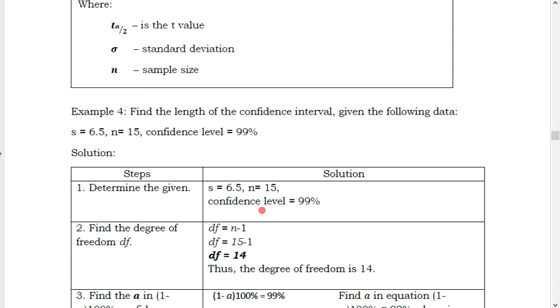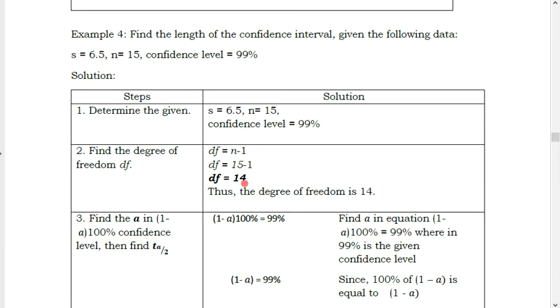Okay? Let us have this example. Find the length of the confidence interval given the following data. Hindi given yung standard deviation. Ang given ay yung sample standard deviation or standard deviation of the sample, which is 6.5, and n is equal to 15. The confidence level is 99%. Let us have these steps.